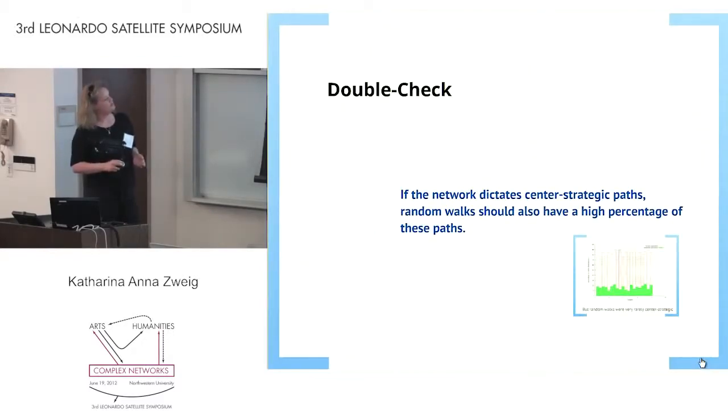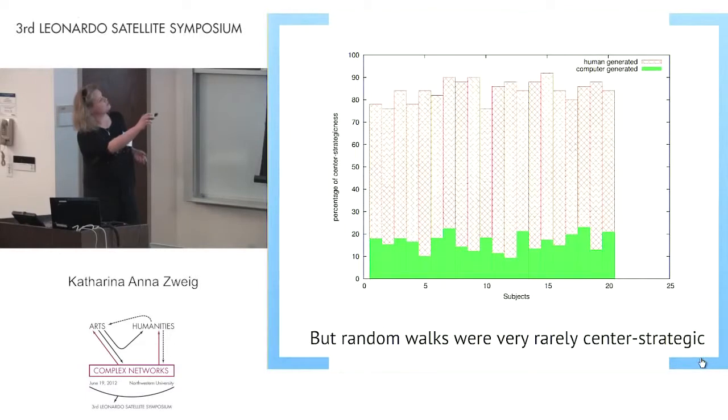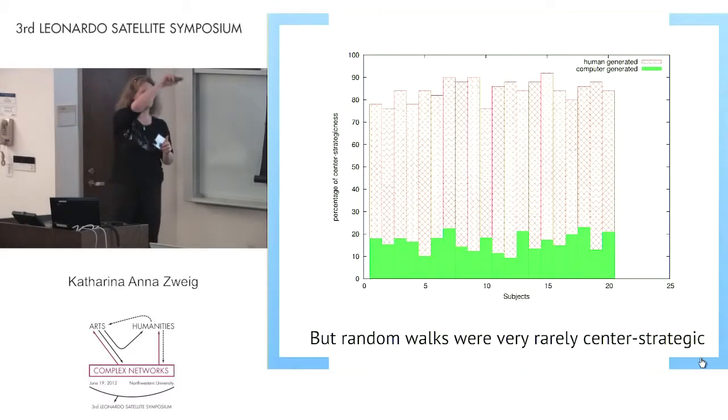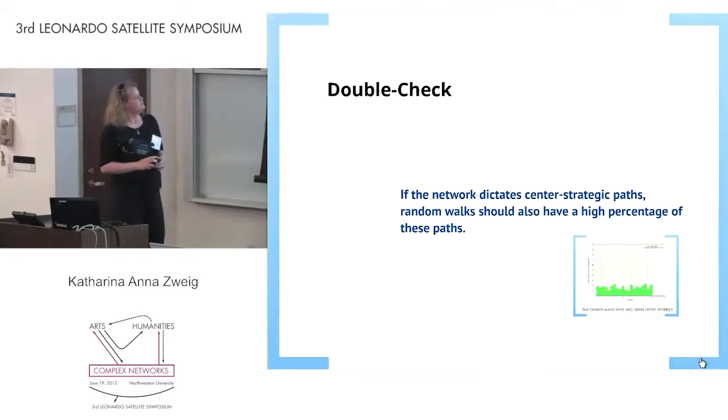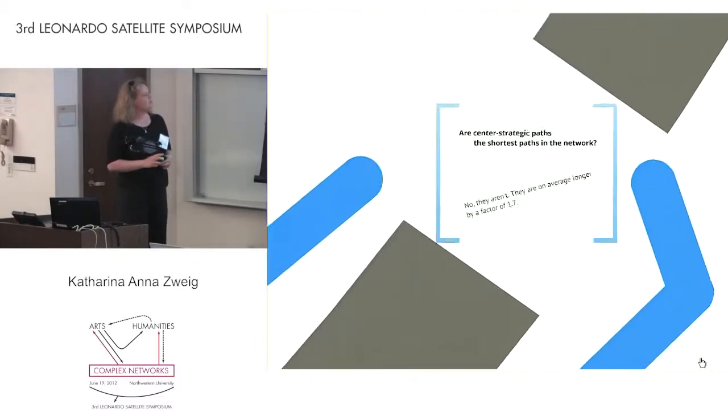And what we found is that these are the human-generated paths, and almost 80% of them, or 75% of them, have this one minimum structure. But if you do a random walk, you will not see this behavior as often. So we are quite sure that it's not dictated by the network structure itself.